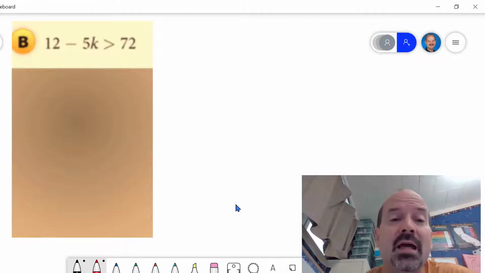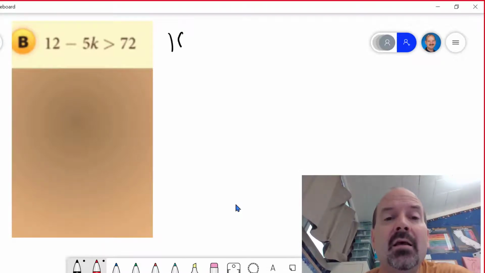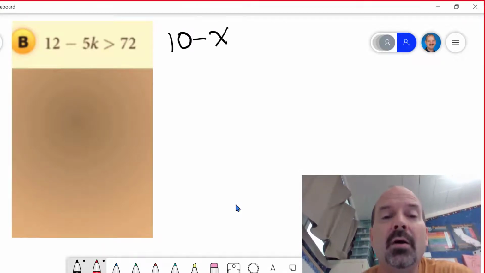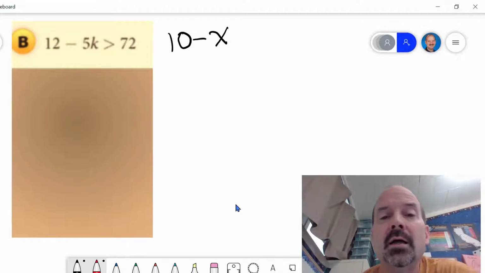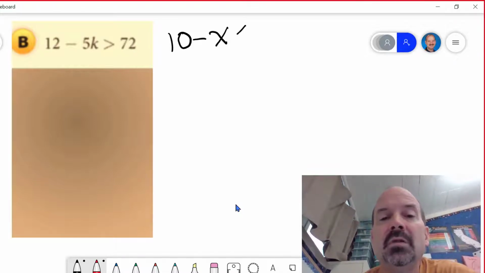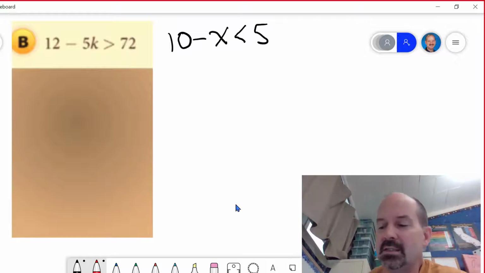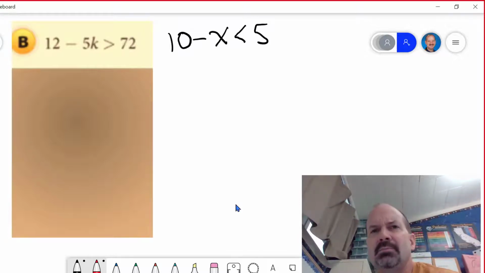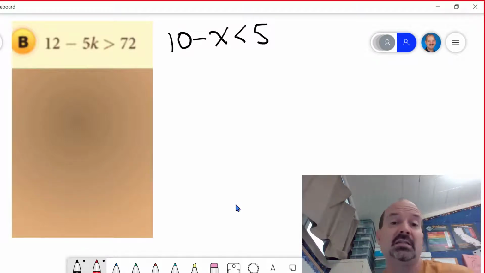Because it has subtraction. So if I had like 10, take away what number is less than 5? Start with that. 10 take away what number is less than 5? Take a guess. Put it in the chat or unmute your mic. Tell me a number. What number can you subtract from 10? And the answer would be less than 5.